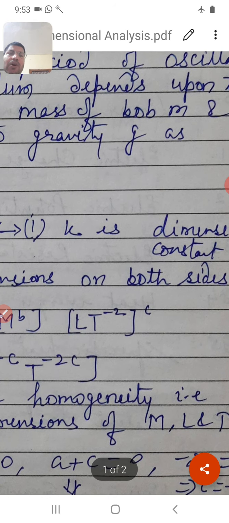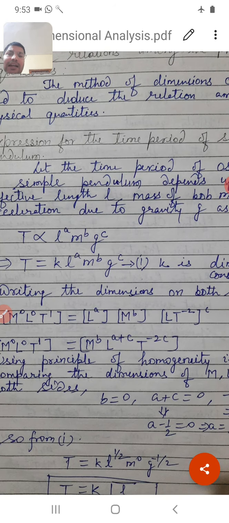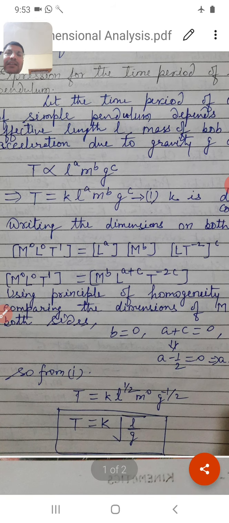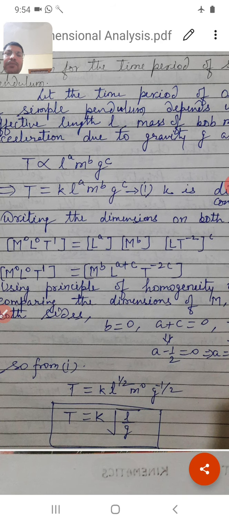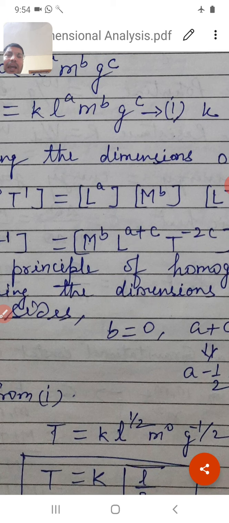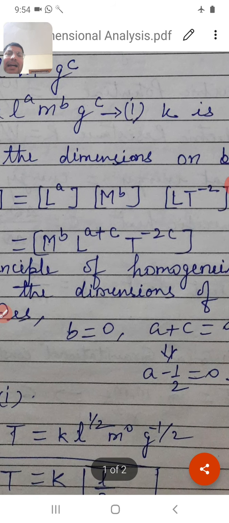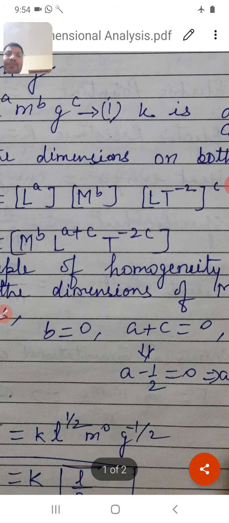a dimensional constant. Now writing the dimensions on both sides, the dimension of time period will be M to the power 0, L to the power 0, and T to the power 1. Here K is a dimensionless constant, therefore there will be no dimension of K, and the dimension of length will be L to the power A. Dimension of mass will be M to the power B, and dimension of gravitational acceleration will be LT minus 2 to the power C. After solving, this can be written as mass to the power B, L to the power A plus C.